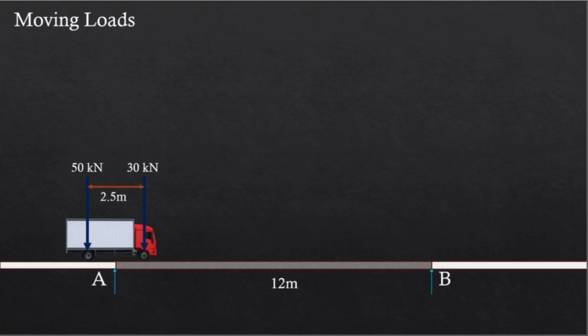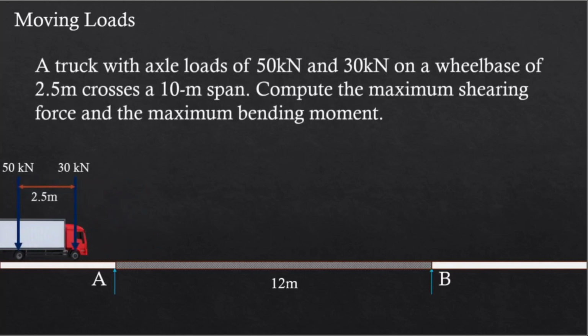And then for roadways and pavements, the effect of moving traffic loads on pavement design is critical for ensuring durability and performance. Now, in strength of materials, we're going to focus on the application of moving loads, particularly in bridges, because it's the most common application. Now let's say we have this situation. A truck with axle loads of 50 kN and 30 kN on a wheelbase of 2.5 m crosses a 10 meter span. Now we have to compute the maximum shearing force and the maximum bending moment.